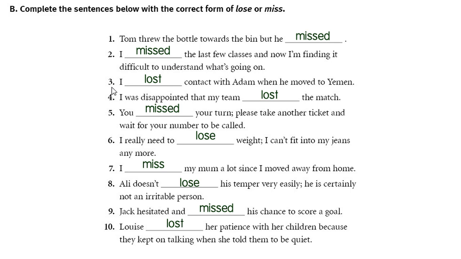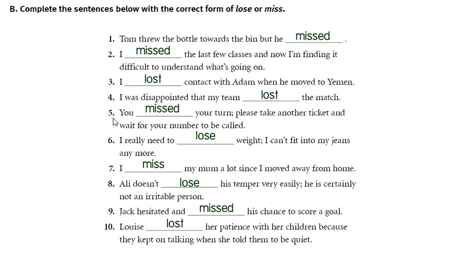Number 3. I lost contact with Adam when he moved to Yemen. الآن lost contact يعني فقدت اتصالي أو خسرت الاتصالات هذه. لم أعد بالإمكان أن أسترجعها. lost واستخدمناها في الماضي لأن هذا السياق يدل على الماضي when he moved to Yemen. Number 4. I was disappointed that my team lost the match. الآن disappointed أن فريقي خسر المباراة فلذلك أيضا استخدمناها في الصيغة الماضية واستخدمنا lost تدل على الخسارة.